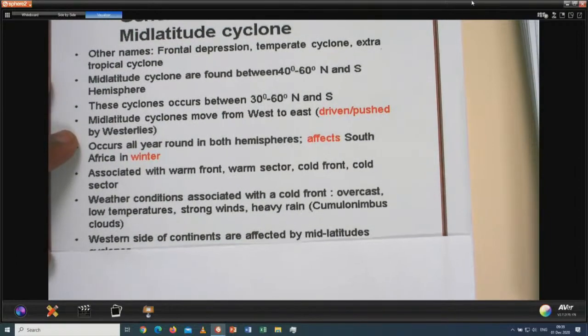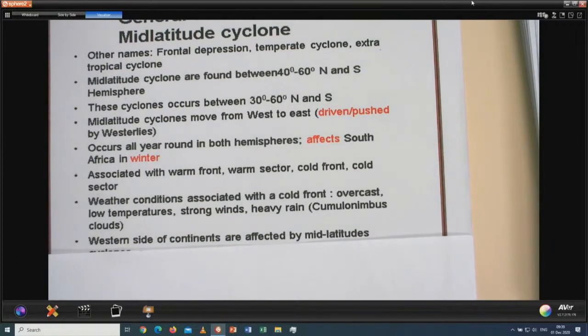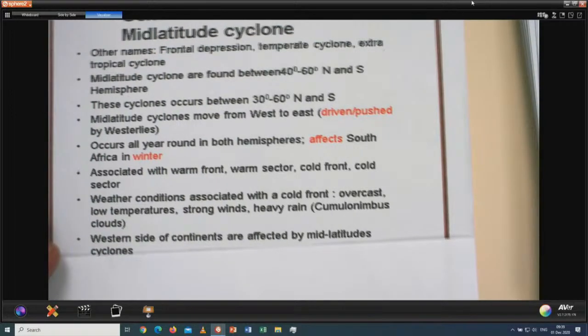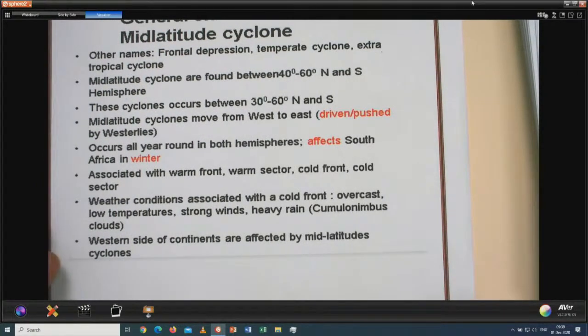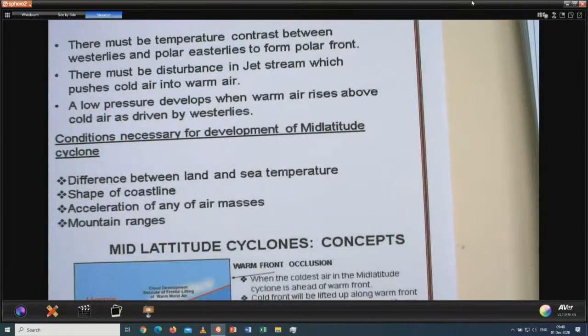On the western side of the continent is where we're likely to get the influence of the mid-latitude cyclones. Right, we go to the next one. How mid-latitude cyclones form.